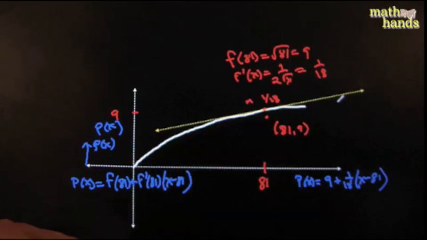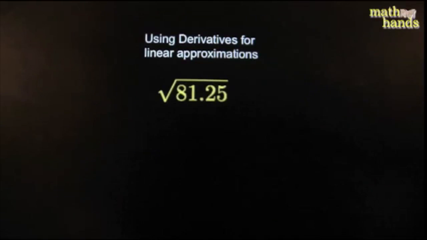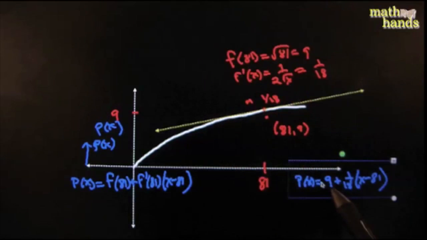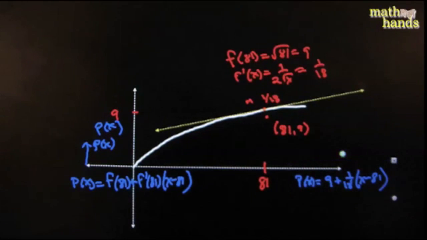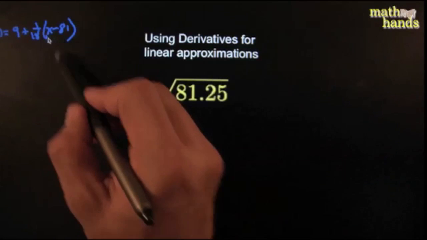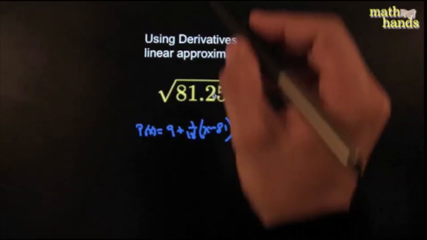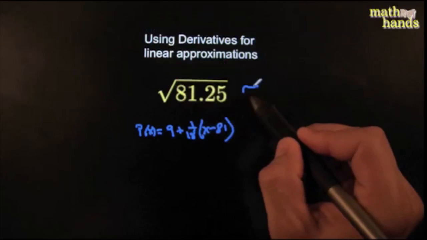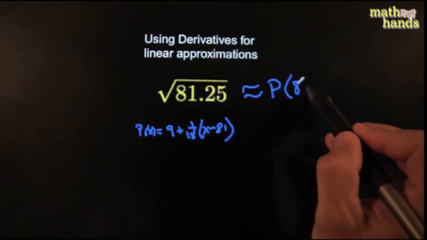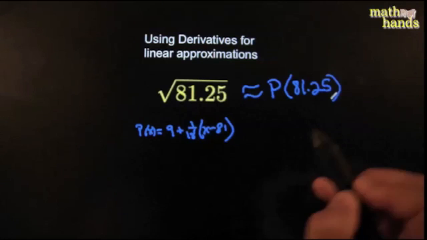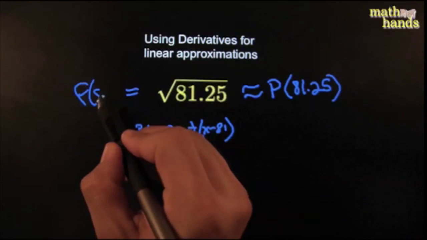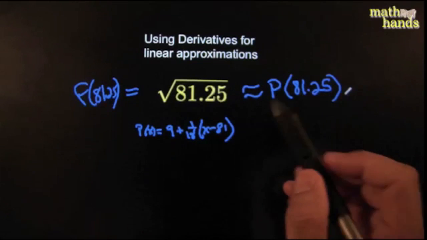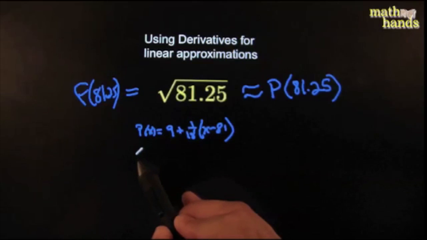And now, if I wanted to approximate the square root of 81.25, all I do is take my equation of the tangent line. Let's see if we can do this. Take this one, copy it, paste it over here, and all I do is plug in 81.25. Because this is f of 81.25, but it's almost equal to P of 81.25. So all I do is take my 81.25 and plug it in here.